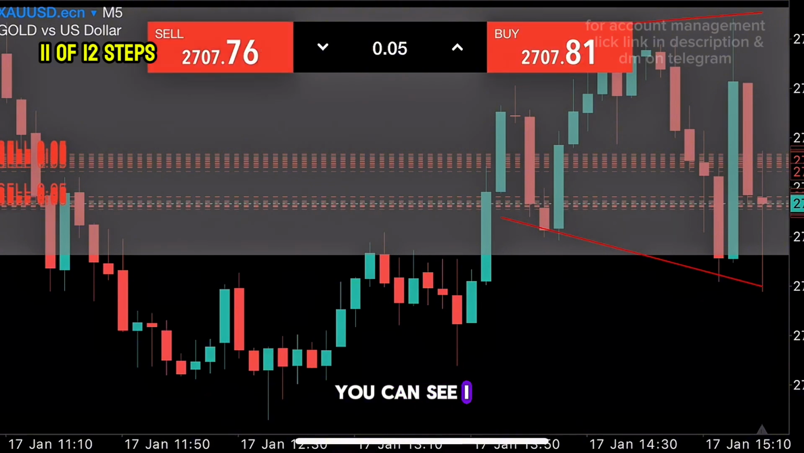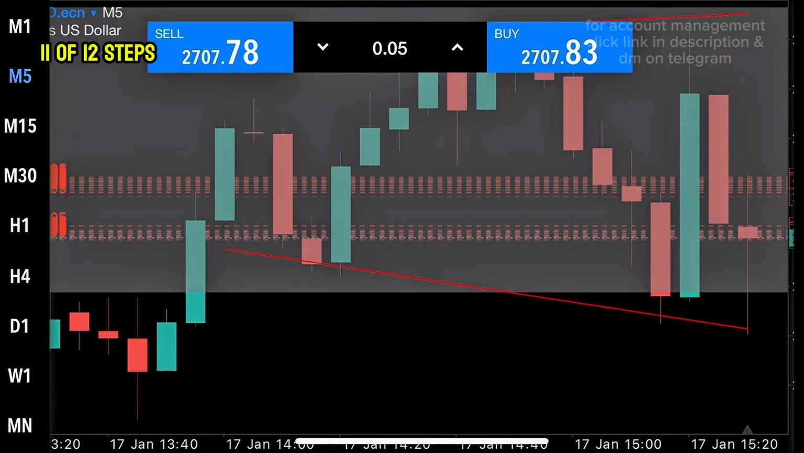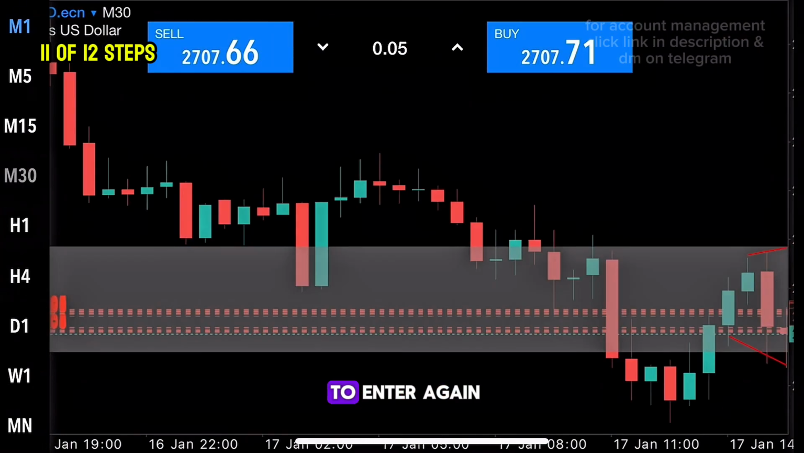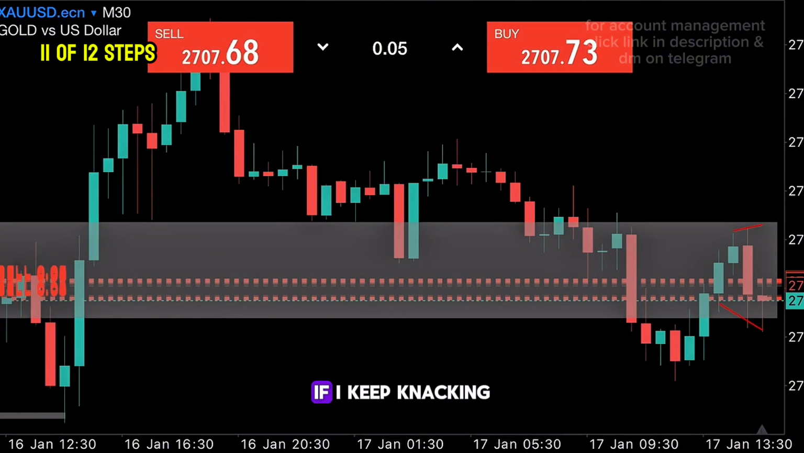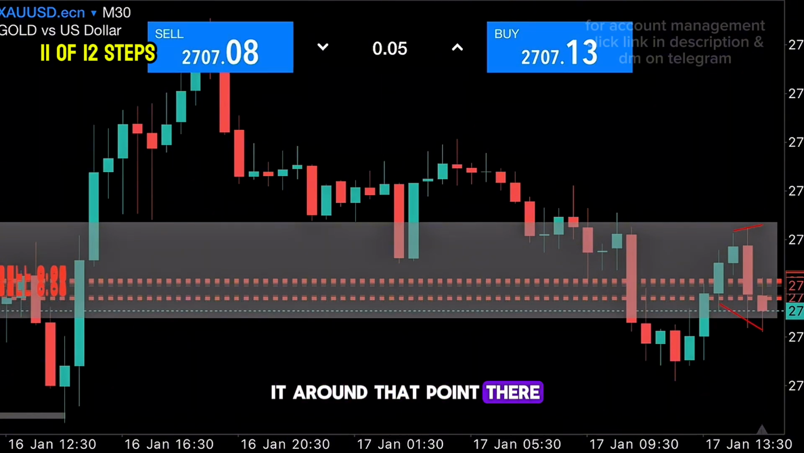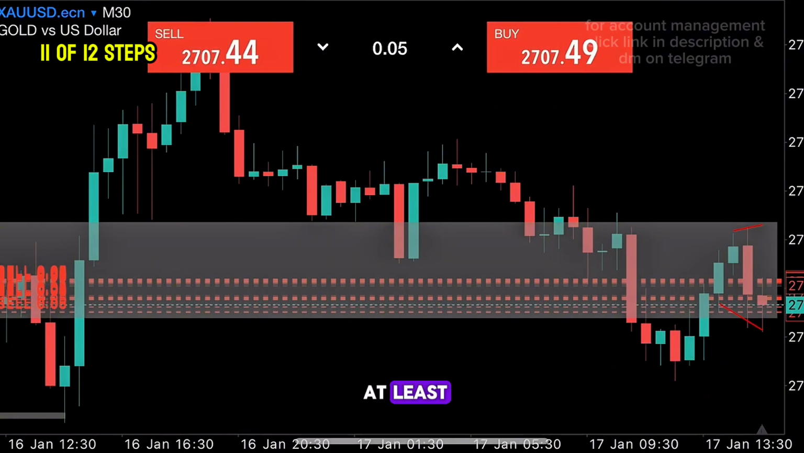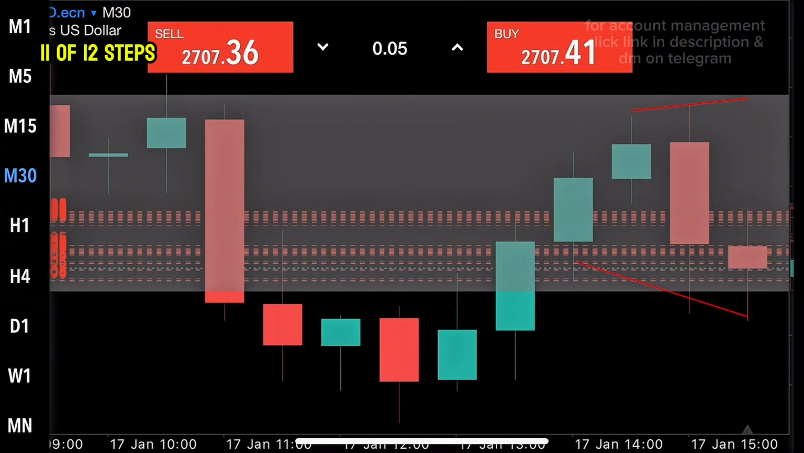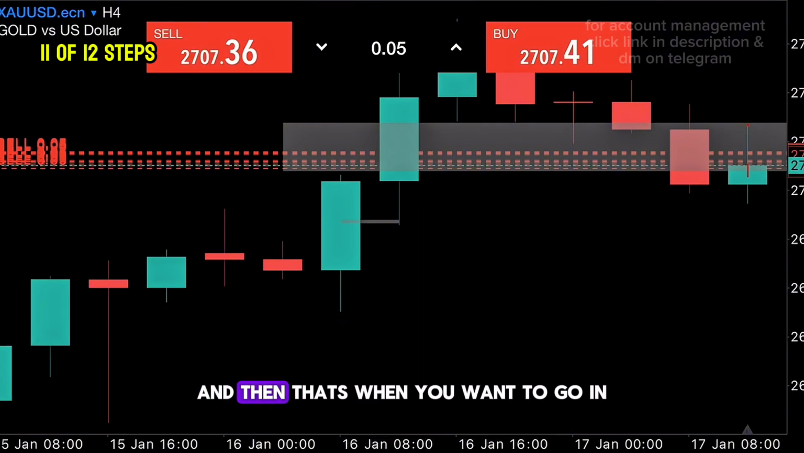You can see I entered at 50% of that Quasimodo, and then I started entering again where price was going down slightly. At this moment in time, the best point to enter again is outside of that line there. If I keep knocking it around that point there, then it's going to be very, very risky. So you want to wait for it to at least slightly be breaking out there. Although I was still spamming, this is not the best way to trade. You want to wait for the breakout to occur first, and then that's when you want to go in.